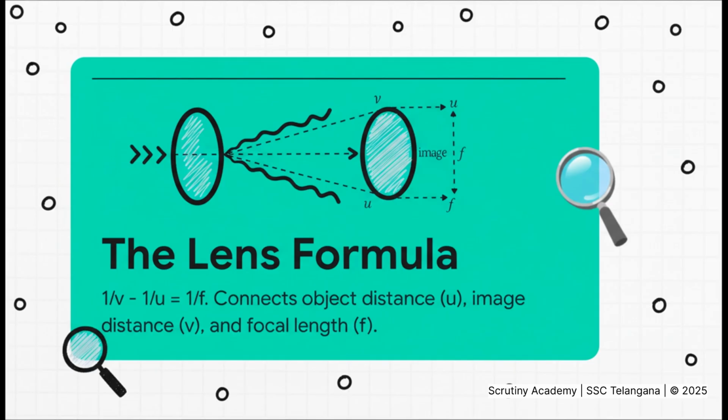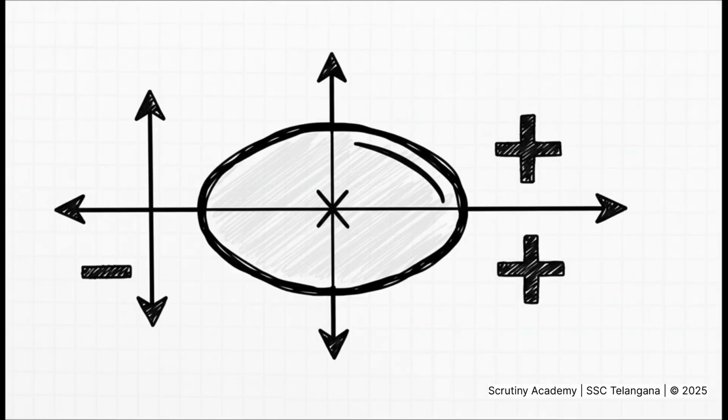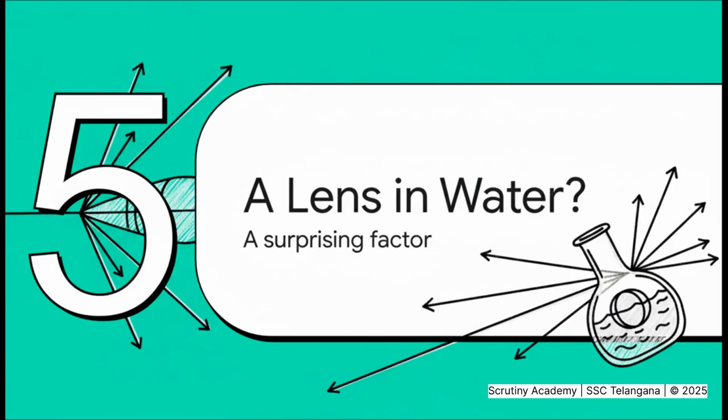It's a perfect predictor. Now, there's one little catch to using this powerful formula. We have to follow a strict set of rules about what's positive and what's negative. It's called the sign convention. You can think of it like a map. The lens is at the origin, and this tells us if distances are to the left or right, or if heights are up or down. You have to follow these rules, because they're what allow the math to tell you if an image is real or virtual, upright or upside down. It's absolutely crucial.